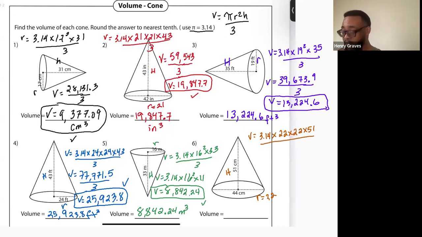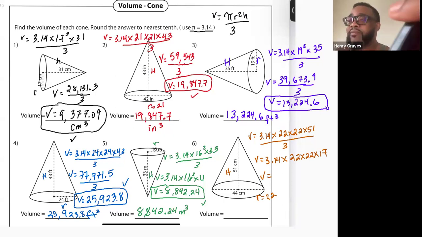So I'm going to do 3.14. Oh, look at that, 51 divided by 3 is 17. I saw that one. It's 22 times 22, times 17, because 51 divided by 3 is 17. So I can just get rid of that right away. That gives me my final answer, 3.14 times 22 times 22 times 17 gives me 25,835.9 centimeters cubed.